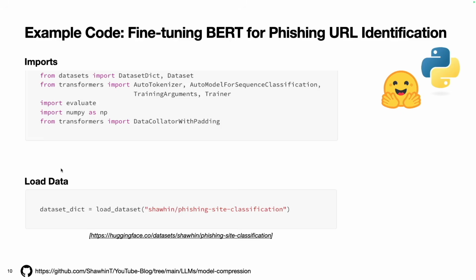With our imports, we'll load our data set. So this is something I've made freely available on the Hugging Face hub. It's a data set of 3,000 examples, 70% of which are used for training, 15% of which are used for testing, and then the final 15% are used for independent validation.